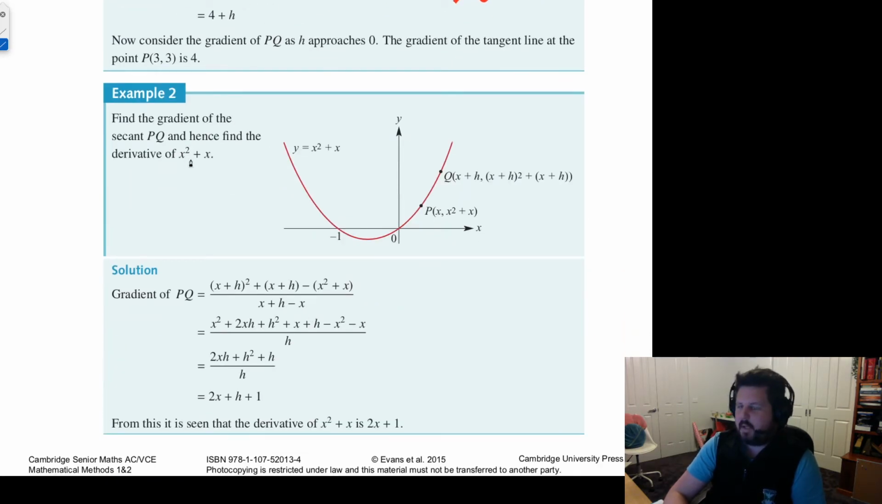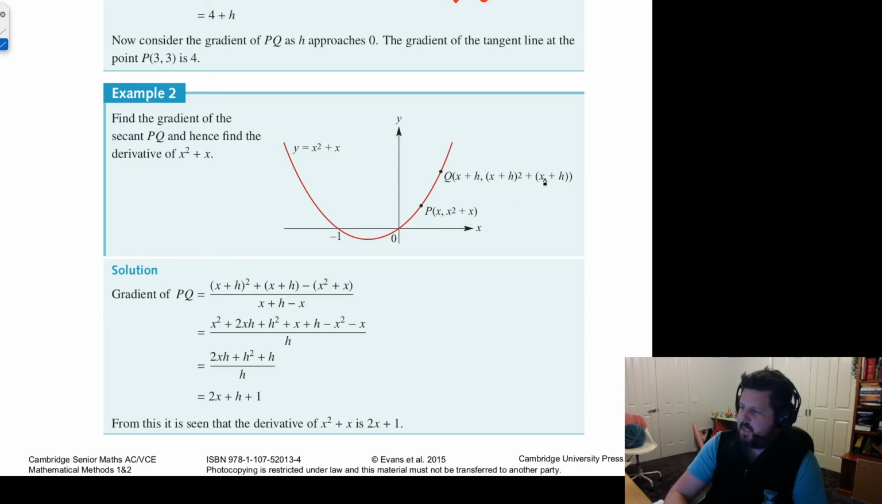It's doing the same sort of thing again. It says find the gradient of the secant PQ and hence find the derivative of x squared plus x. This time, rather than having an actual coordinate, they've just listed x and x squared plus x as the coordinates. Obviously, if you're going to be h away from this, adding on h to x, in the Q value, where you have the x, you would rewrite it as x plus h. And in the x squared plus x, wherever you see the x, you rewrite it with x plus h. So here you'd have x plus h squared, which they've done, plus x plus h, which they've written there.